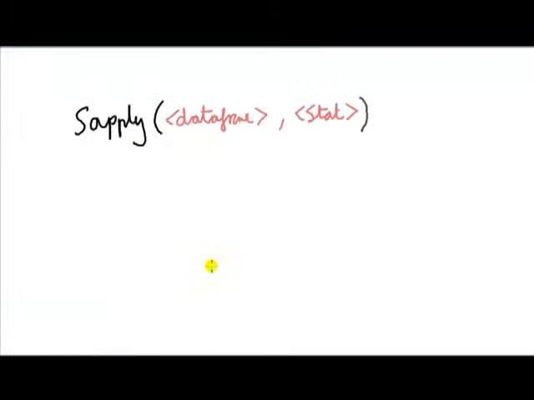We can obtain a certain stat for a subset of variables using the sapply command. Sapply will perform a calculation on the columns, so specified columns of your data frame. So it takes this form: sapply, data frame, where we specify also which columns of the data frame, followed by the name of the stat.